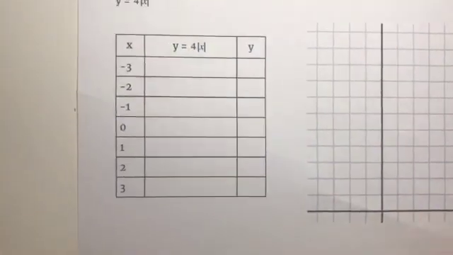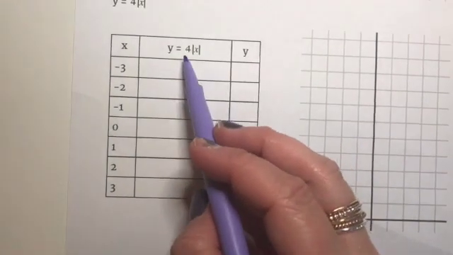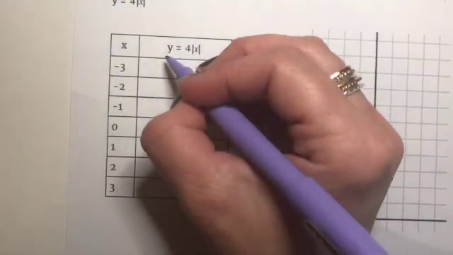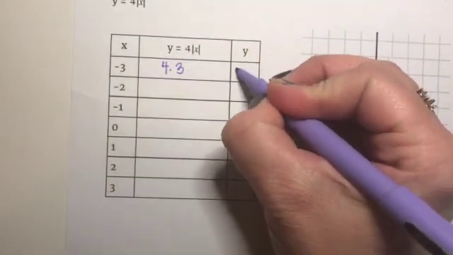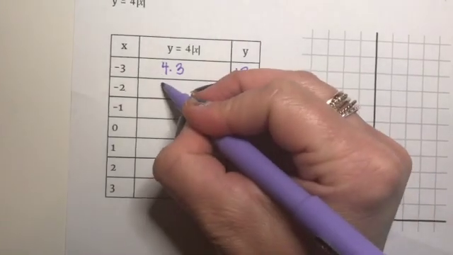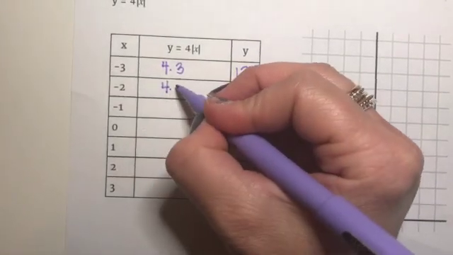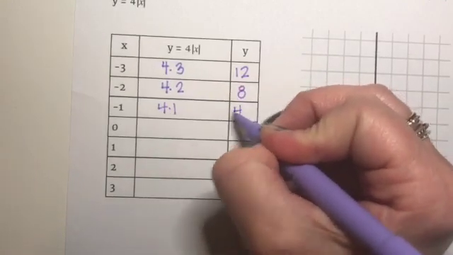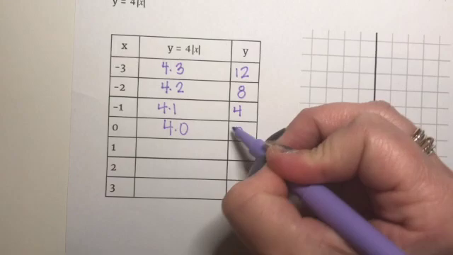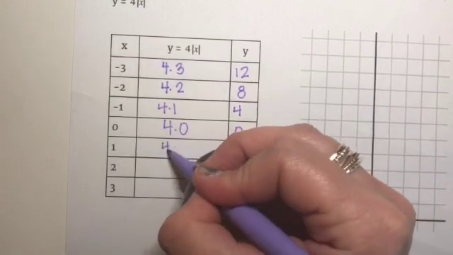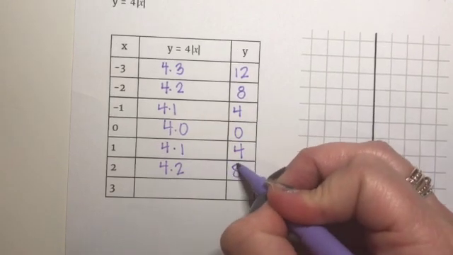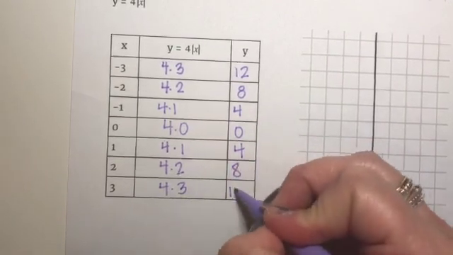Okay, and then let's look at my last example. On this one, it's 4 times the absolute value of x. So what's the absolute value of negative 3? 3. 4 times 3 is 12. The absolute value of negative 2 is 2. 4 times 2 is 8. 4 times 1 is 4. 4 times 0 is 0. Over here, what's the absolute value of 1? 1. 4 times 1 is 4. 4 times 2 is 8. And 4 times 3 is 12.